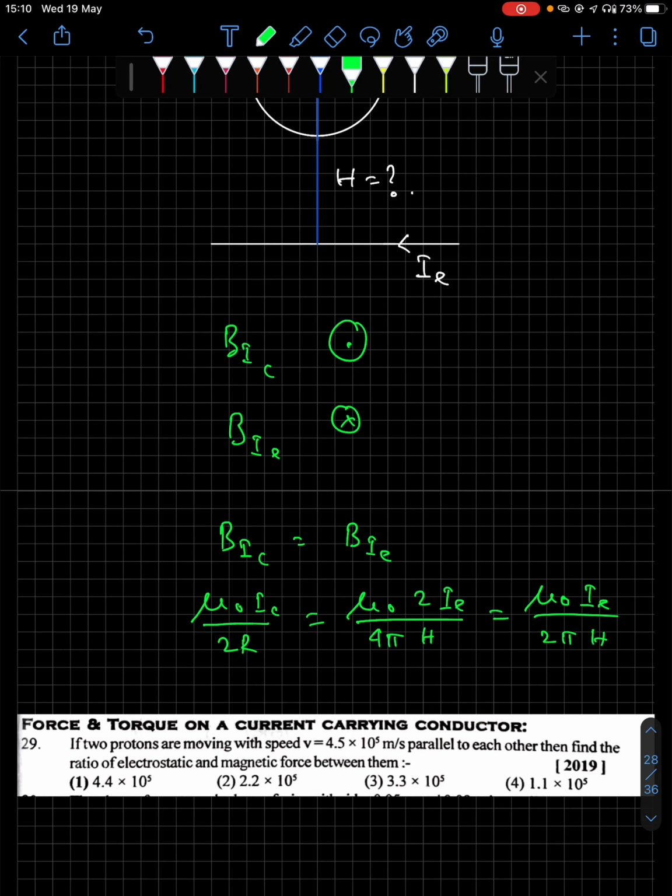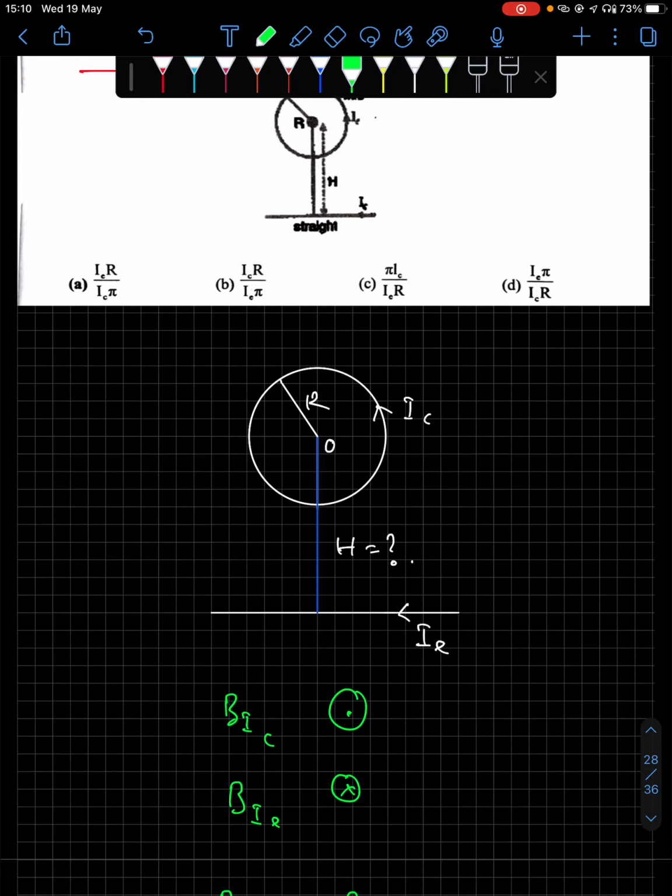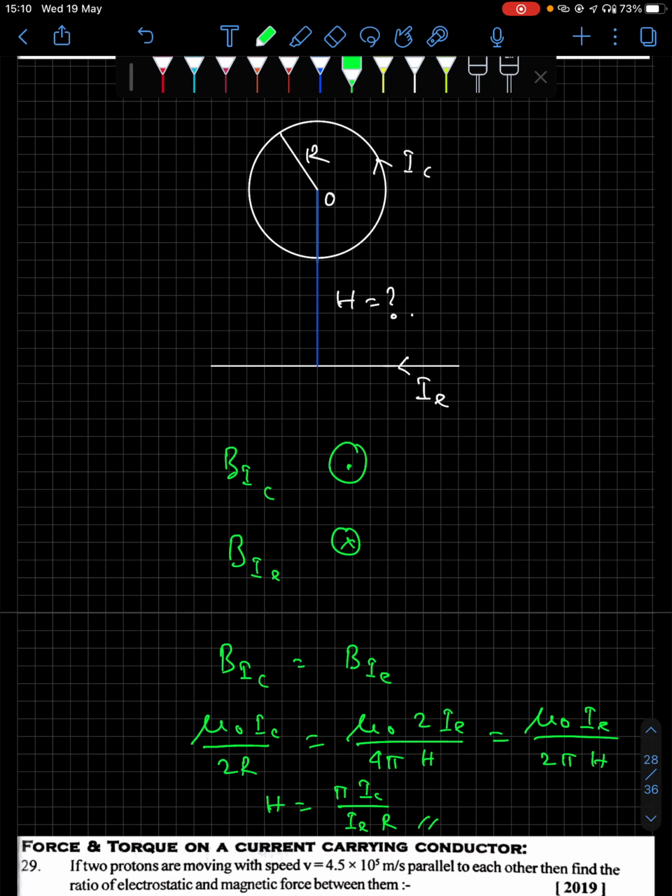So on calculation, what do you get? H comes out to be pi IC divided by IE times R. Okay, so this is the result for this. I took the question to be different anyway. I hope you understood now.